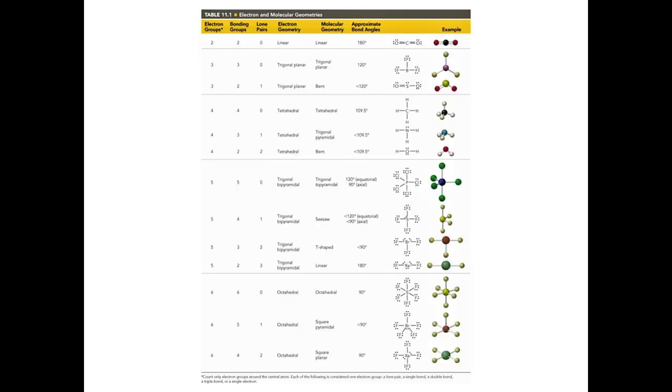We're going to use table 11.1 to figure out the molecular geometry for PCl3. So we had four electron groups, so we're going to look at this part of the table. We had three bonding groups and one lone pair. So that's a tetrahedral electron geometry, but we want molecular geometry. So that is trigonal pyramidal.